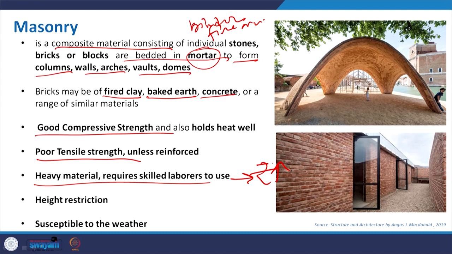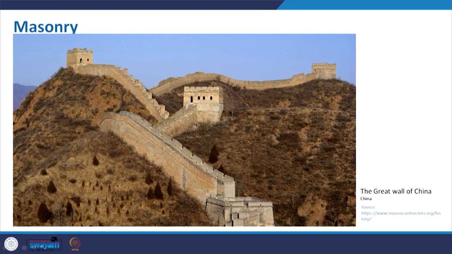With masonry, without any reinforcement or any other superior structural system, there is a restriction on the height. And if it is not properly plastered or treated, it is also exposed to the weather that may damage it. The example is in front of you. This is the Great Wall of China, which is masonry work.